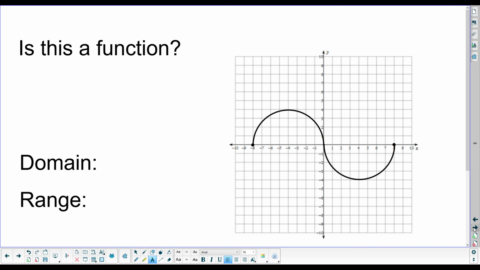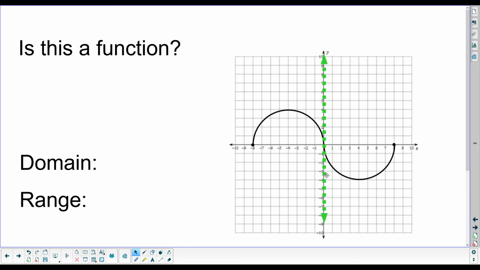All right, so here we have another graph, and we want to know, is this a function? I've got a graph, so I'm going to use the vertical line test. I'm going to drop a vertical line in here and move it along, and it looks like it passes the vertical line test.